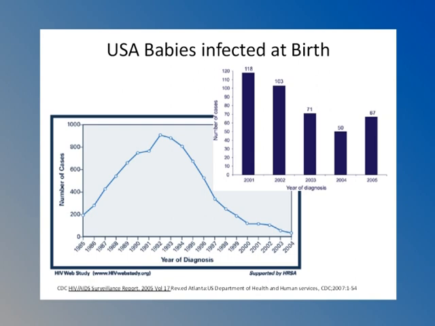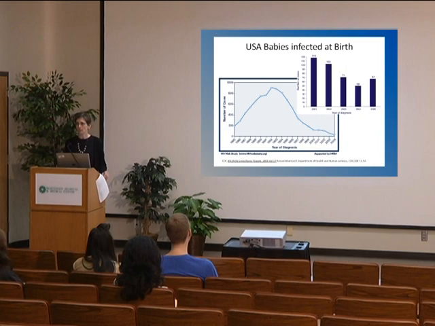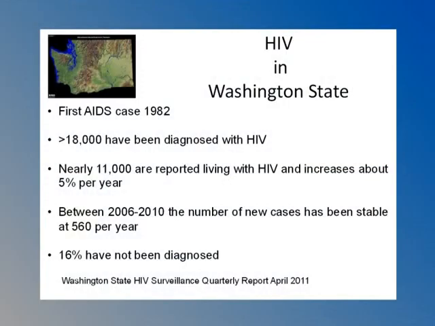In 2001, only 118 babies were infected. And it's dropped down, and I'm not sure, just statistical variation, on why it went from 50 in 2004 up to 67 in 2005. But it's still a pretty small number. Many of these may be from women who didn't know they were positive and came into care very late in their pregnancy.